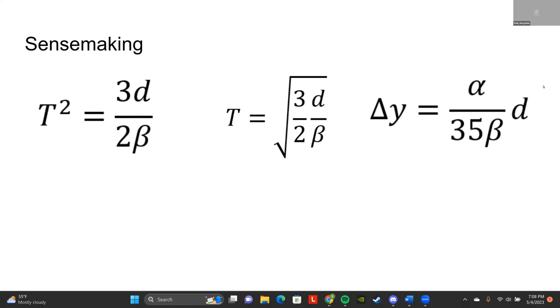Then plug in the D into the change in y to get our final equation for the distance in the y direction, which is alpha over 35 beta times D.